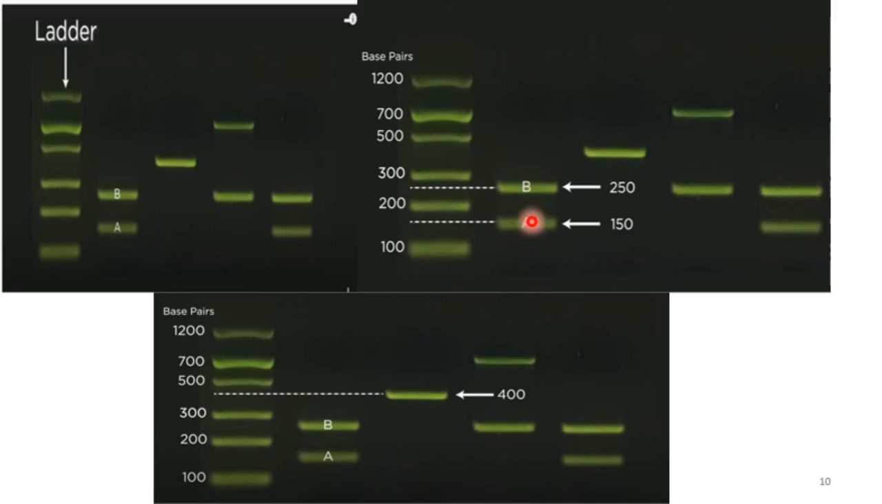There are two bands. This is what we call a band. This is the size of the band. It is between 100 and 200, so it's estimated at 150 base pair. Here, between 200 and 300, estimated 250 base pair. And here in the second lane, you can see the size of the band. It is almost 400 base pair. This is how we look at and interpret the PCR product.